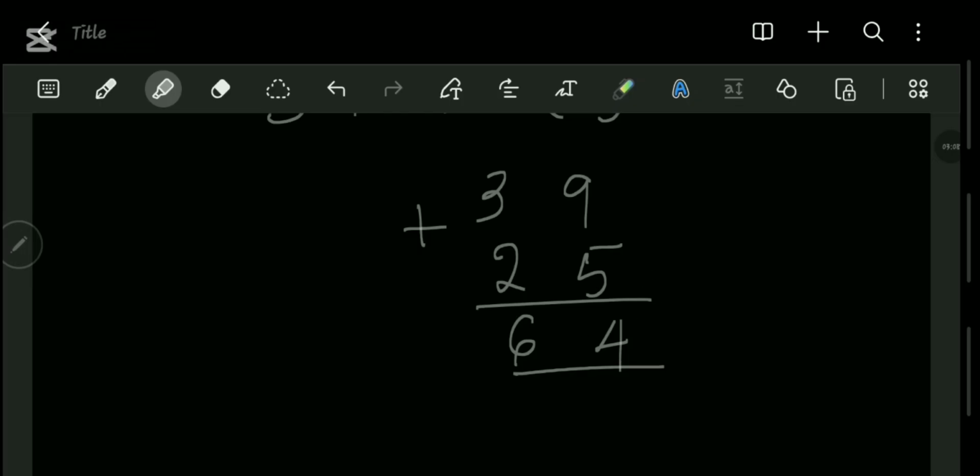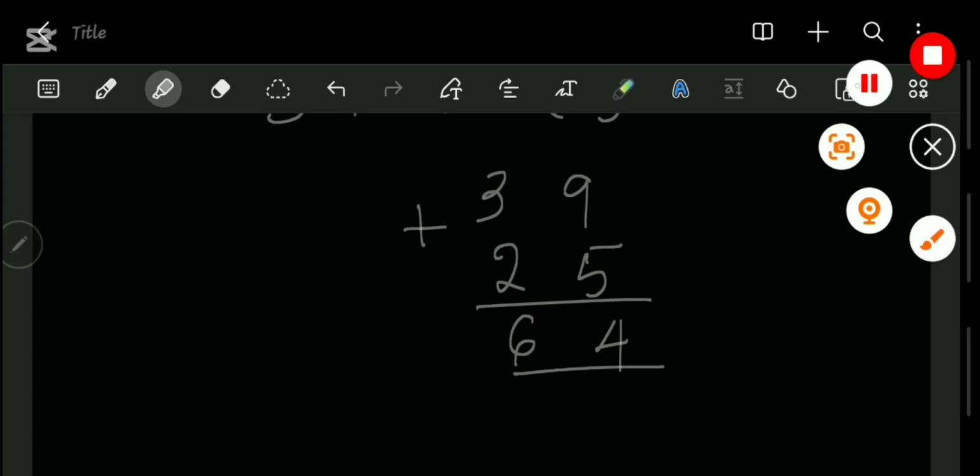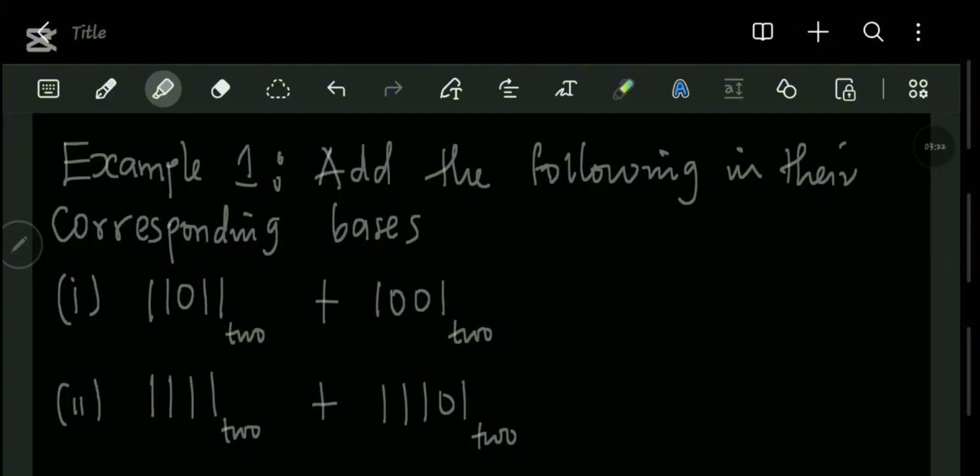So in this video, we're going to be discussing how to add numbers in different bases, not only numbers in base 10. Let's have some examples. Look at the above example. We're asked to add the following in their corresponding bases. For the first question, we are asked to add 11011 in base 2 plus 1001 in base 2.